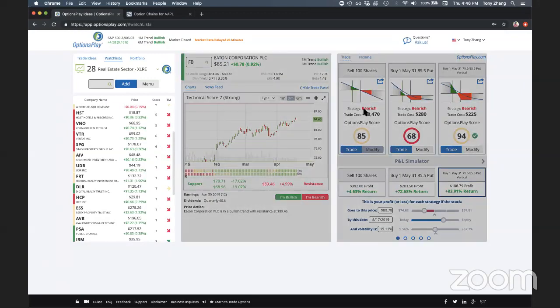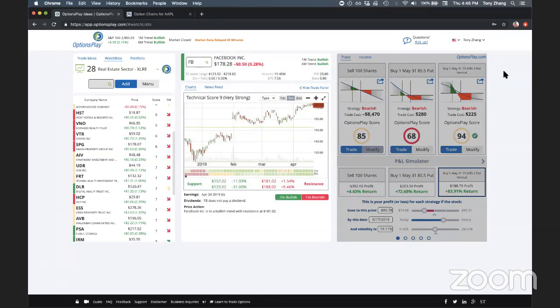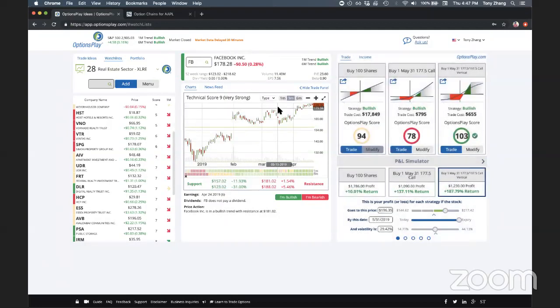So let's go through a few more examples here. So Facebook, Matt says he's bullish on Facebook. Facebook recently just broke above that 175 resistance level. So let's take a look at that. 100 shares, 17 grand. Buying an at the money call option, $800. Buying that at the money call option, but then selling a 197.5 call against that brings that cost basis down to $655.